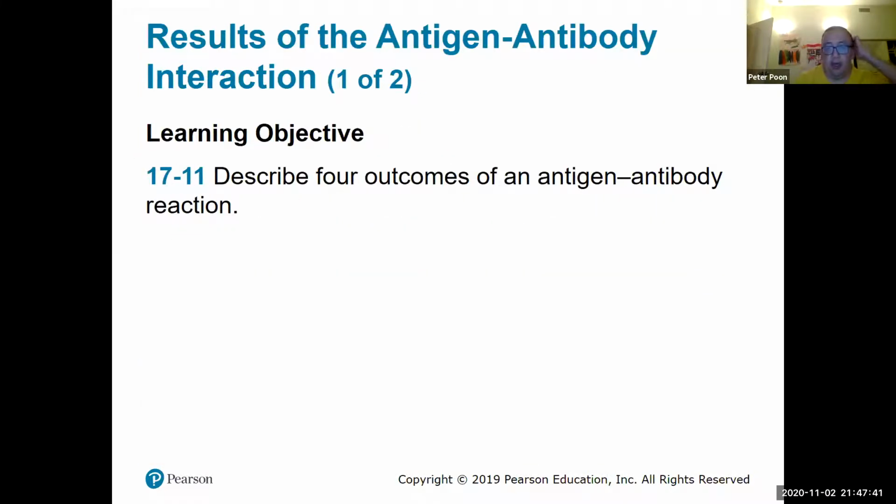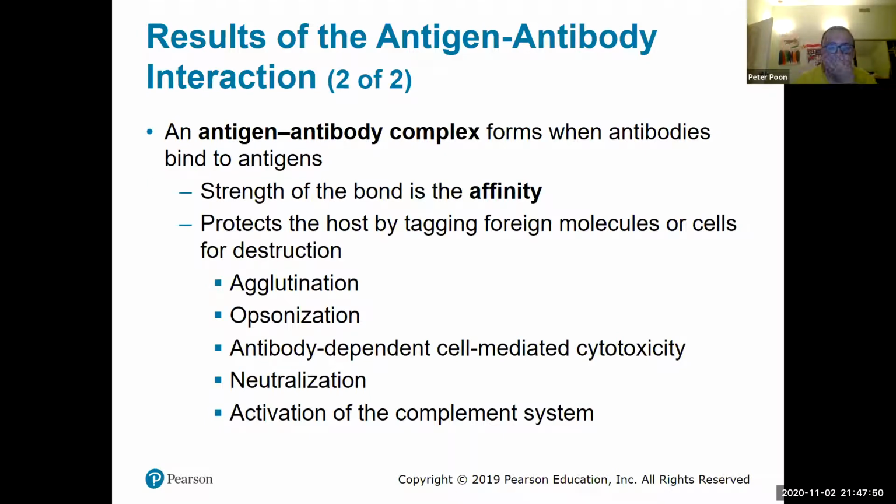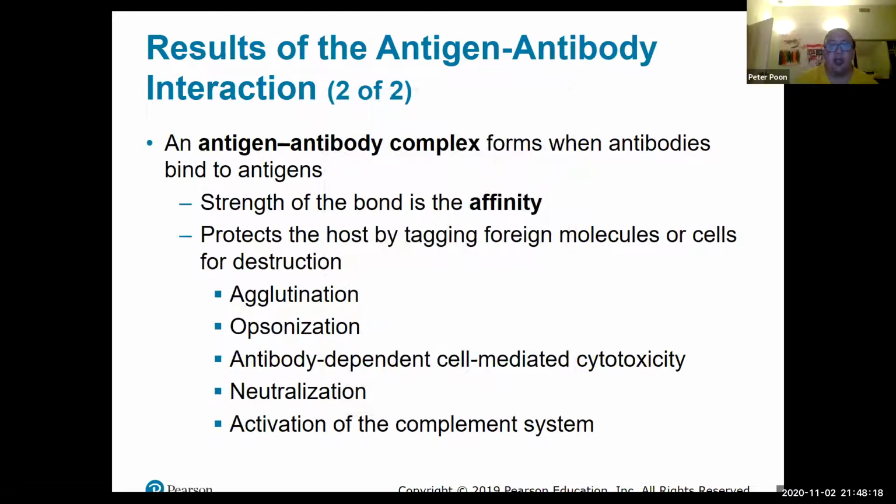First part, the four outcomes of an antigen-antibody reaction. The antibody complex is formed by the antibodies binding the antigens. The strength of the binding is the affinity. Some antibodies have greater affinity for the antigen than others, and selecting for antibodies with high affinity to COVID-19 is what researchers are trying to do right now. That's one of the things they want to do to try to find a vaccine.